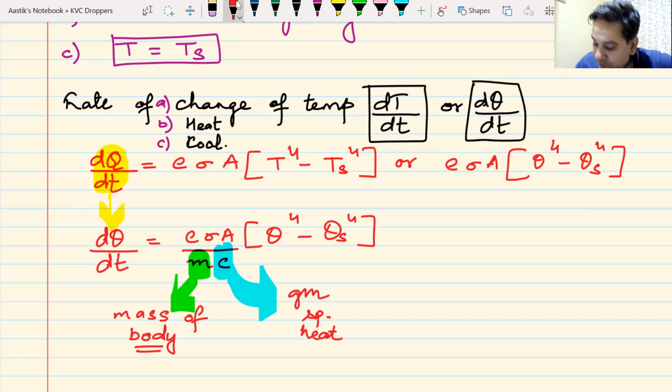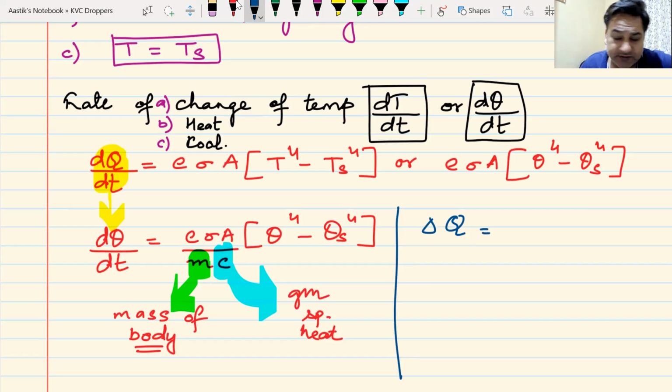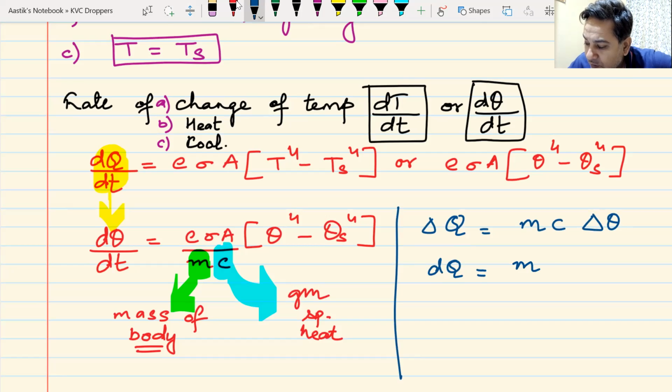Am I clear with this? Yes, sir. How did I get this? I know that if delta Q is the amount of heat required to raise the temperature, it is m c delta theta. Yes or no? Or basically, if I write in small form, dQ will be equal to m c d theta. Yes or no? So dQ by dt becomes this divided by dt. Yes or no?